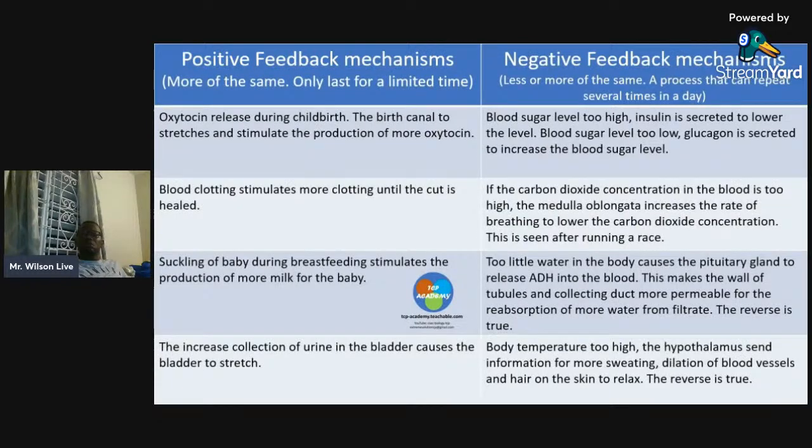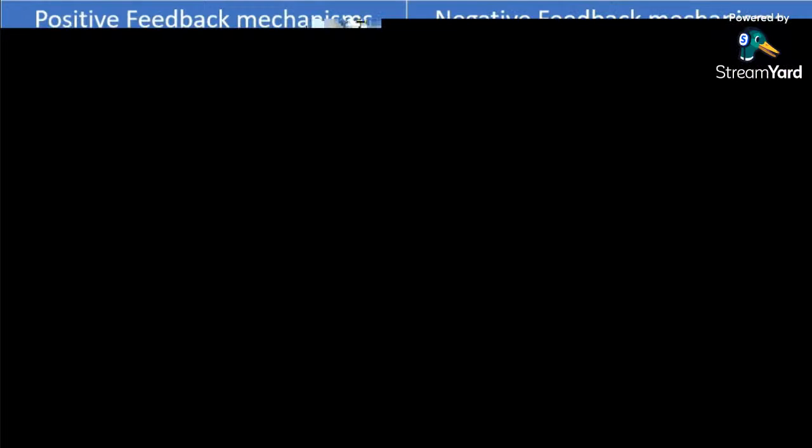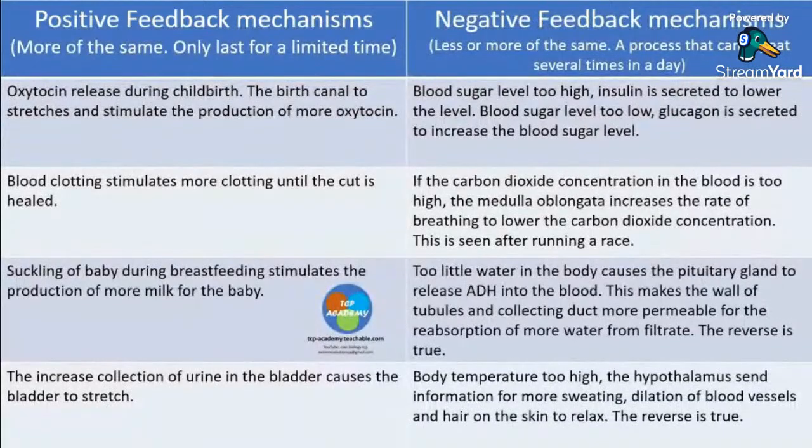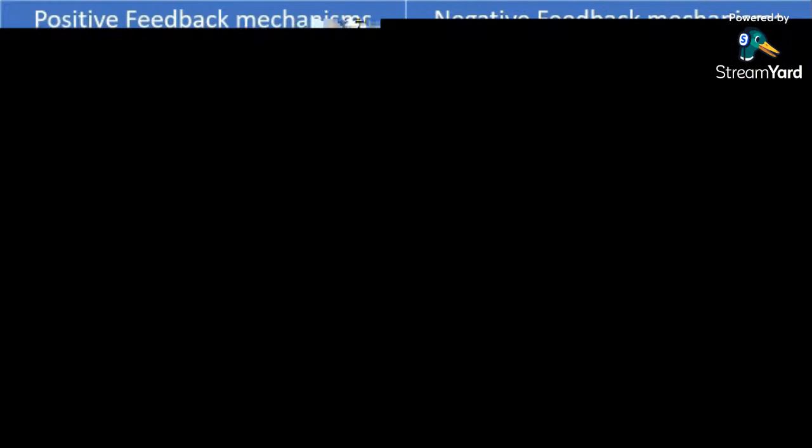On the other hand, the negative feedback mechanism is less or more of the same, right? So if something is too high, it will cause it to come back to normal, so less. And if it's too low, then more, it will cause it to become high, back to normal. A process that can repeat several times within a day. Blood sugar level too high, insulin is secreted to lower the blood sugar level. Now the blood sugar level is low, glucagon is secreted to increase the blood sugar level.